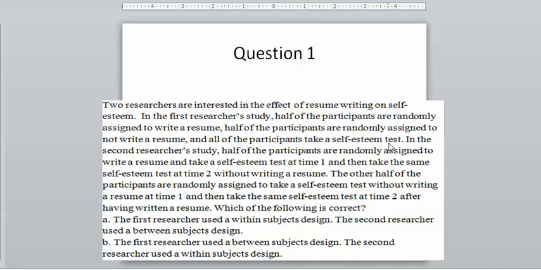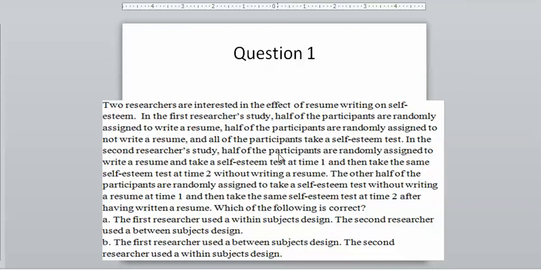And this is a between subjects design because each participant is going to either the resume condition or the no resume condition. And the participants who were assigned to the resume condition only experience the resume condition, and the participants who were assigned to the no resume condition only experience the no resume condition.